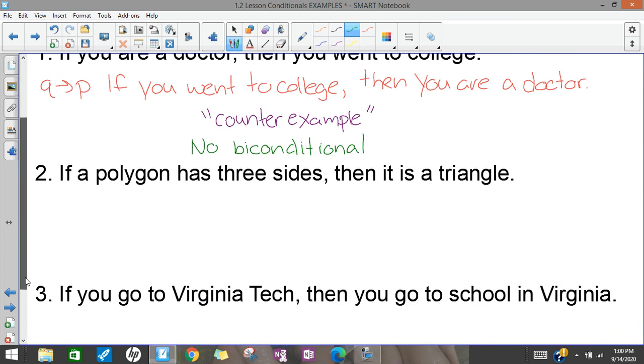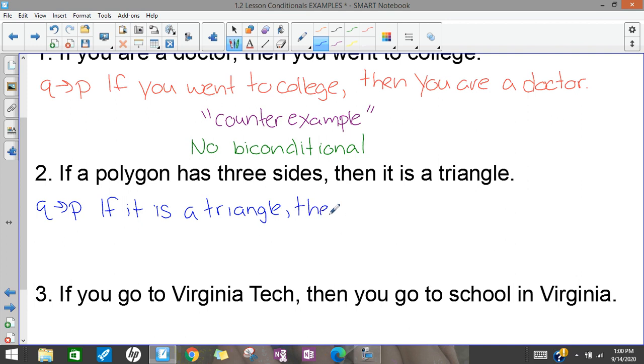Let's try this one. If a polygon has three sides, then it is a triangle. Even if you don't know what a polygon is, I hope you know that a triangle has three sides, so that's true. Let's write the converse. If it is a triangle, then the polygon has three sides. Yeah, that's true. If you have a triangle, then it's got to have three sides.